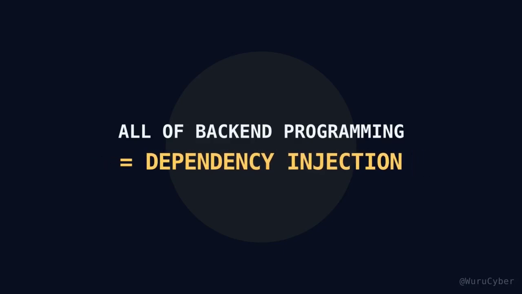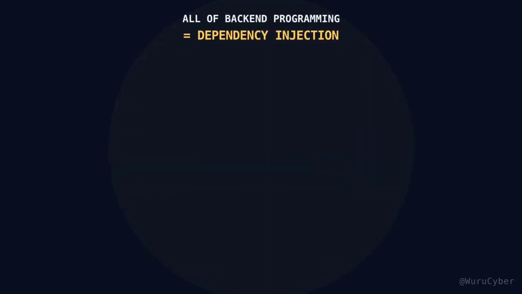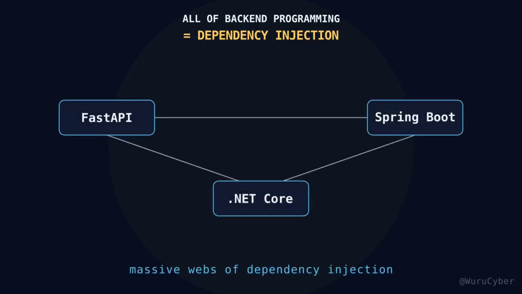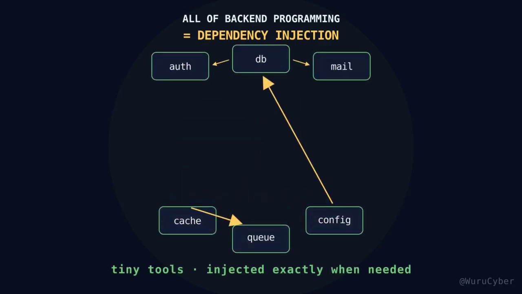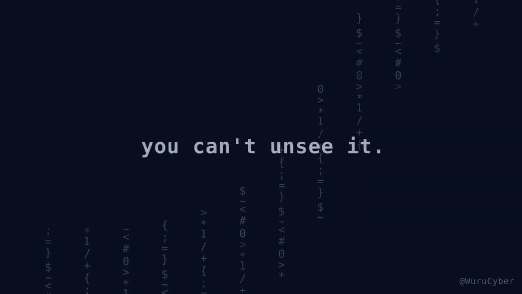And yeah, that's the ultimate grand secret. All of backend programming mechanics is basically dependency injection. FastAPI, Spring Boot, .NET Core, they're all massive webs of it. Instead of one giant messy file that tries to do everything, we write tiny specialized tools and let the framework inject them into each other exactly when they are needed. Once you see the matrix, you can't unsee it.